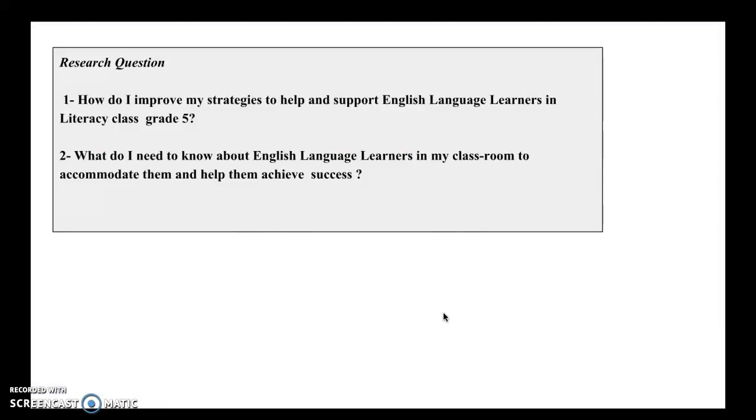Research question: How do I improve my strategies to help and support English language learners in literacy class, grade 5? What do I need to know about English language learners in my classroom to accommodate them and help them achieve success?